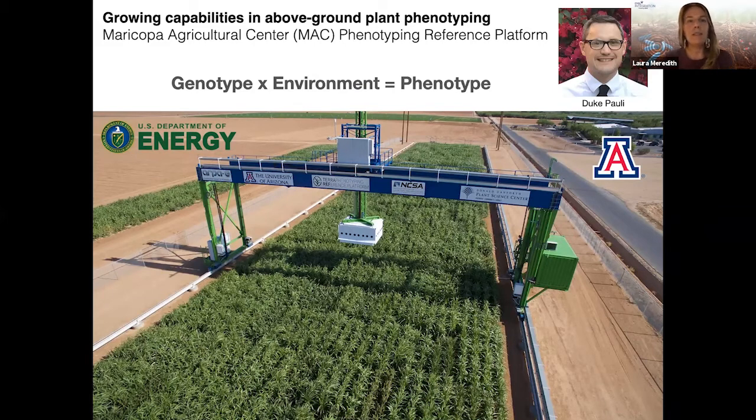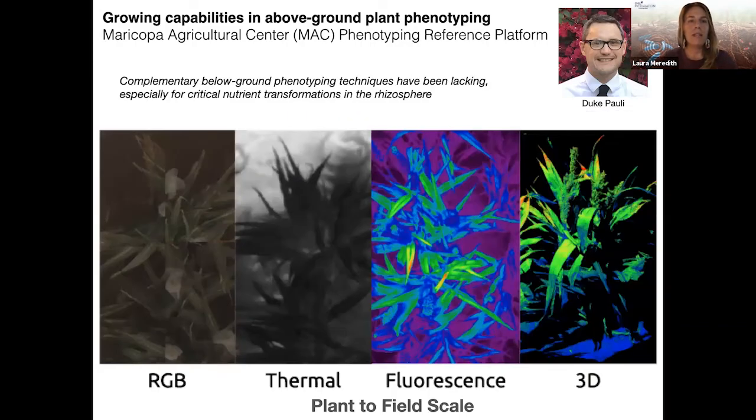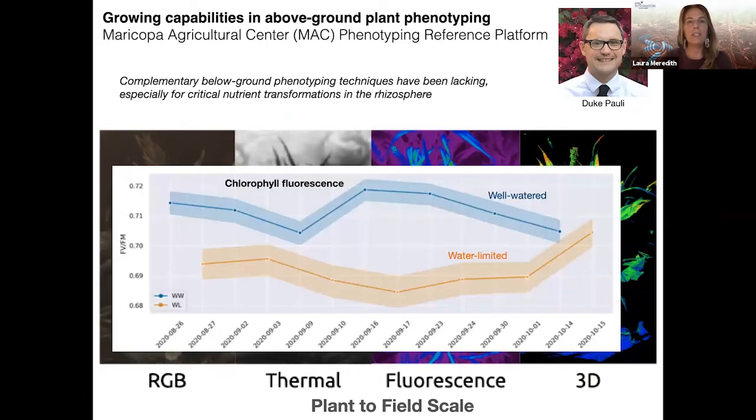That's something that's done here at the Maricopa Agricultural Center, with a referencing platform which actually moves across this gantry. In that box, there are a lot of different sensors that are remotely characterizing the plants and the different genotypes and their phenotypic expressions. For example, this gantry can look from the plant to field scale at differences in fluorescence and 3D plant structure, and derive results such as this, where parts of the field that are well watered versus water limited have very different photosynthetic characteristics, determined here by the chlorophyll fluorescence.